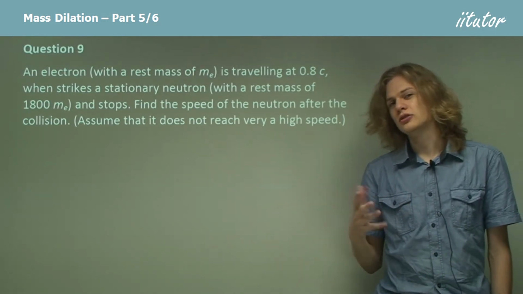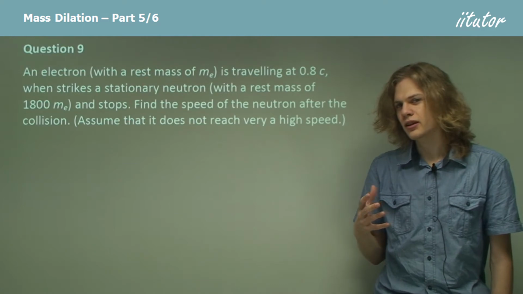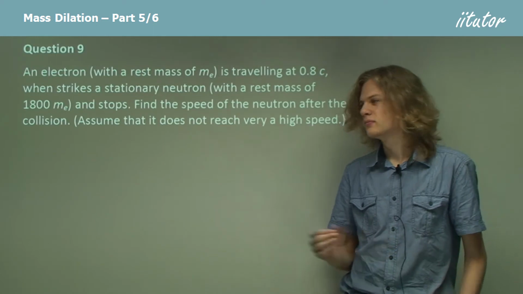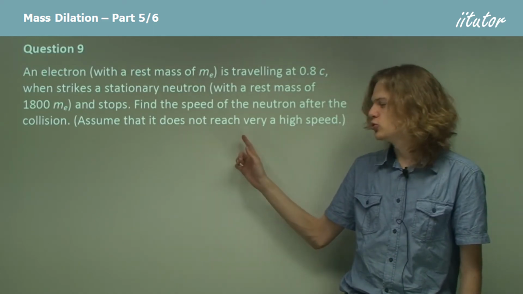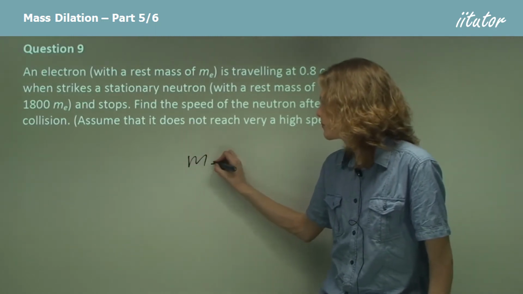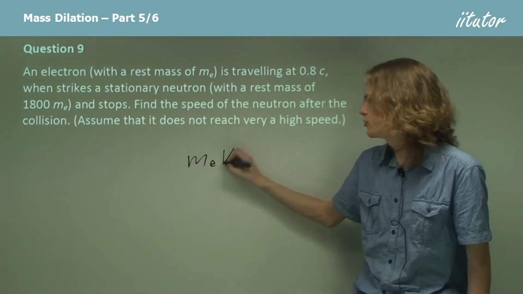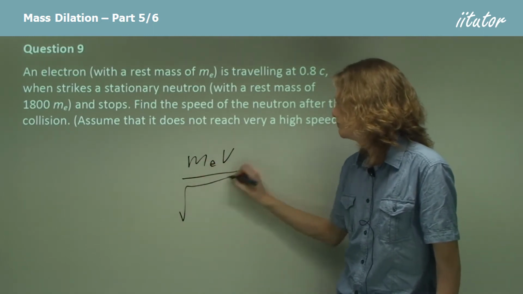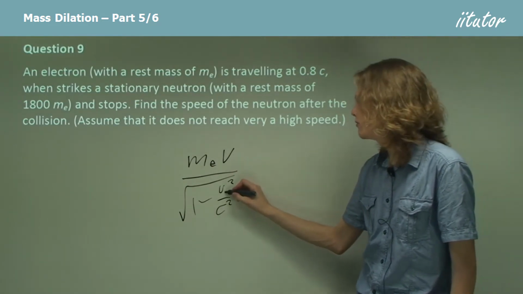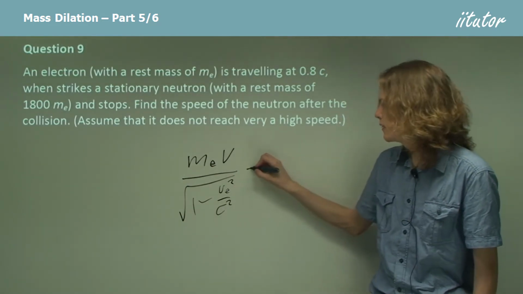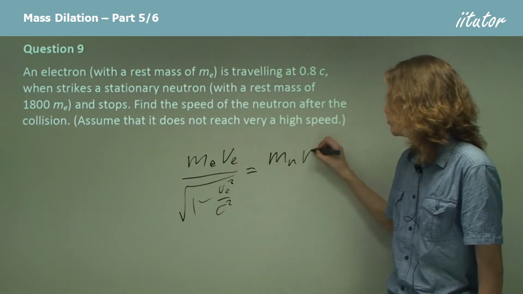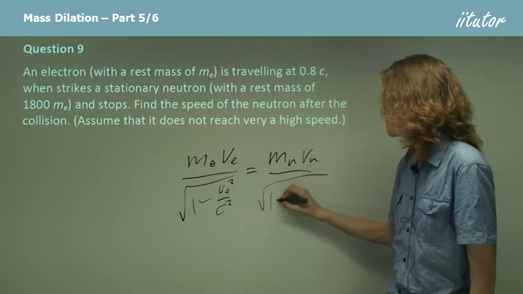Now there are two ways we could be asked to solve this question. We could be asked to find the relativistic mass and the relativistic momentum of the neutron. In that case, our equation would look something like this. Rest mass of the electron times its velocity over our factor, except here, instead of v, we'll have to have velocity of the electron, equals, and then the momentum of the neutron, which will look almost the same.